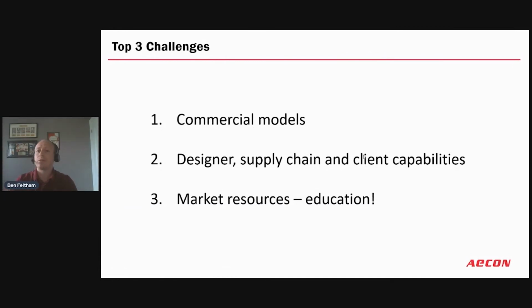Particularly, this is probably more related to Ontario and Quebec more than anywhere else, because that's where the bulk of our work is at this stage, although I am seeing it in Winnipeg at the moment, is the commercial models. So what I mean by that is I think the commercial models in North America is very old school contracting. It's very blame culture orientated, lacks the collaboration required. And when you're adopting a process like ISO 19650, collaboration is key.